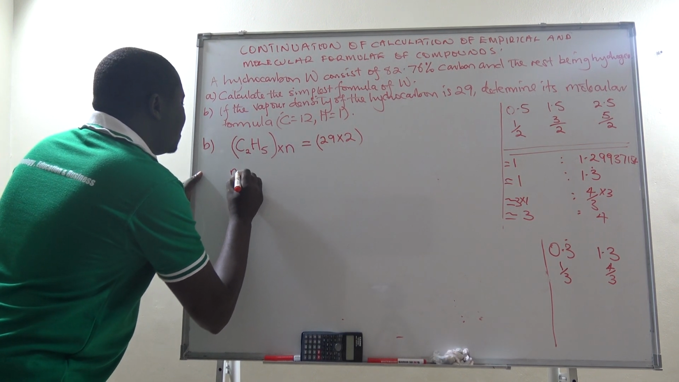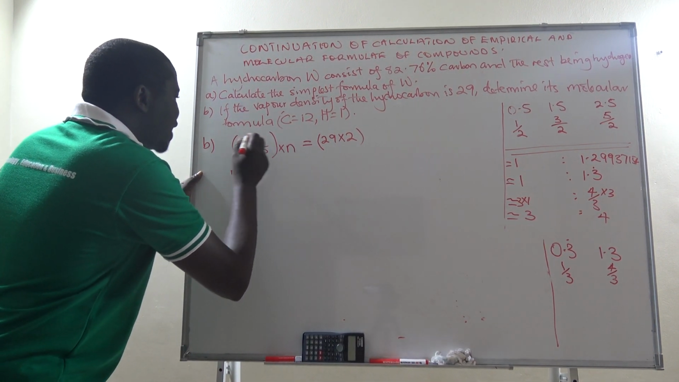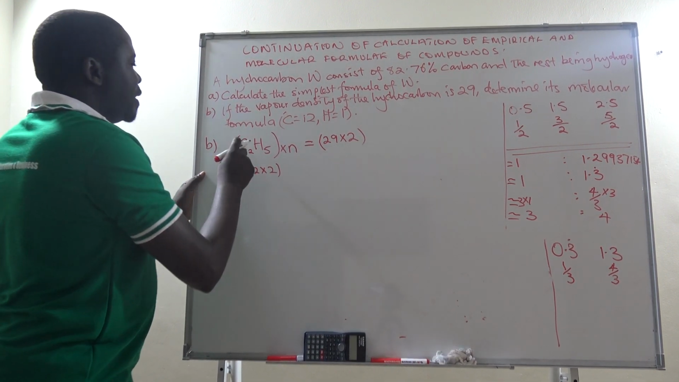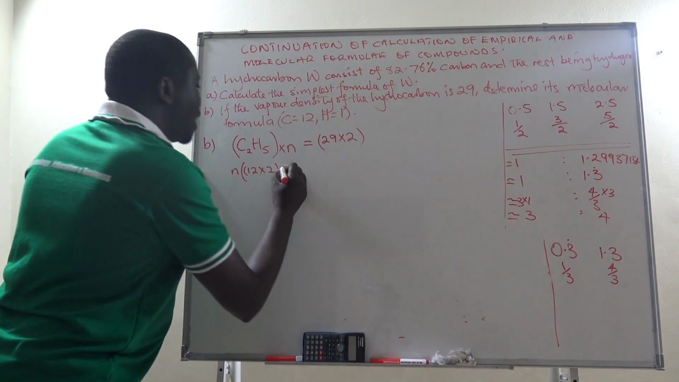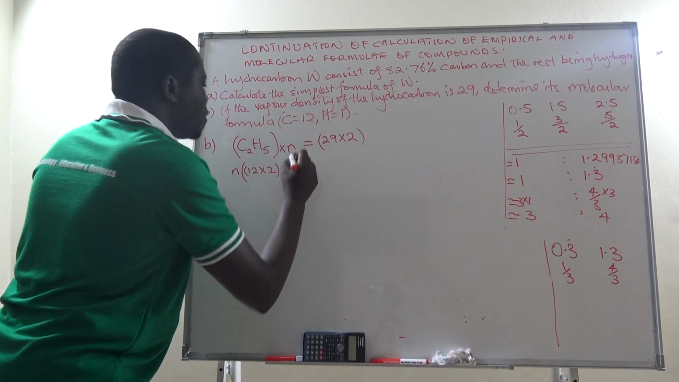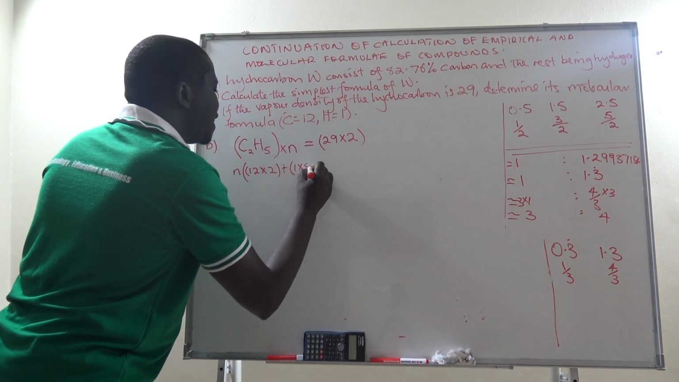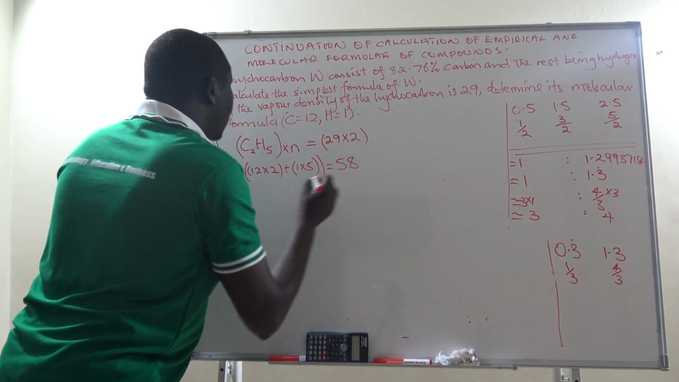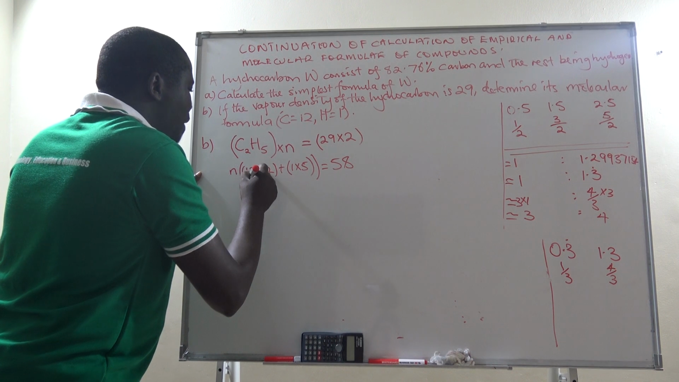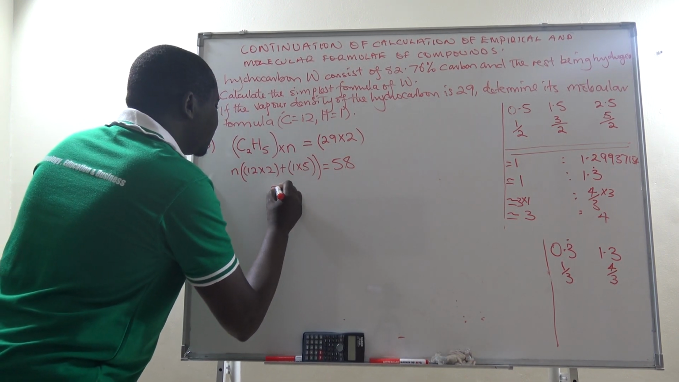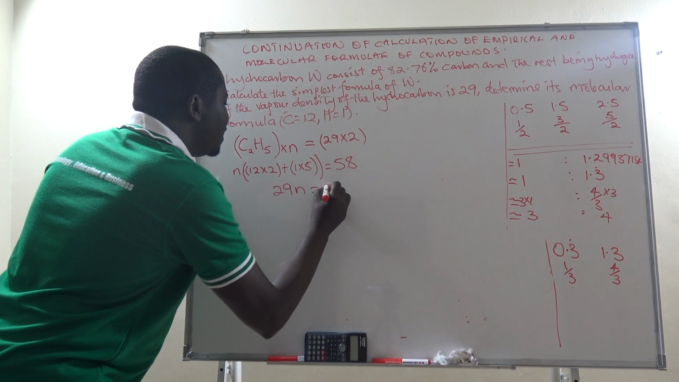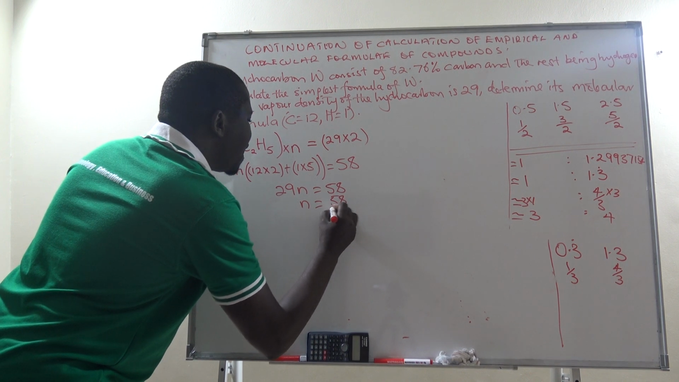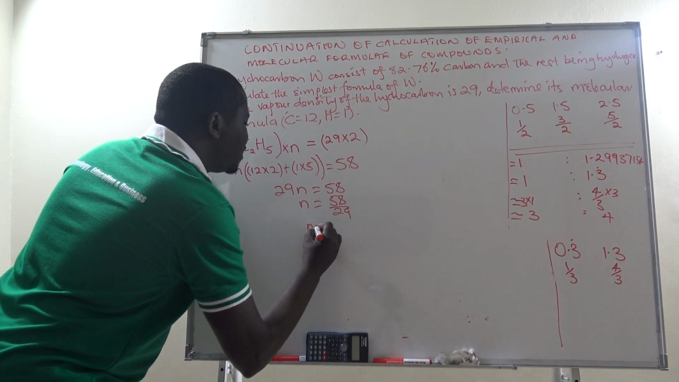So let us try to work out the empirical mass. It will be n times the whole of 12 times 2. I've got the mass of carbon in this empirical formula. I'm adding it to hydrogen is 1, so it will be 1 times the number of atoms, which is 5. And the whole of this one should give us a total of 58. So let us work out the value of n. So 12 times 2 is 24 plus 5 is 29. So it will be 29n is equal to 58. And what is n? How do we get n? It will be 58 divided by 29, and our n is equal to 2.